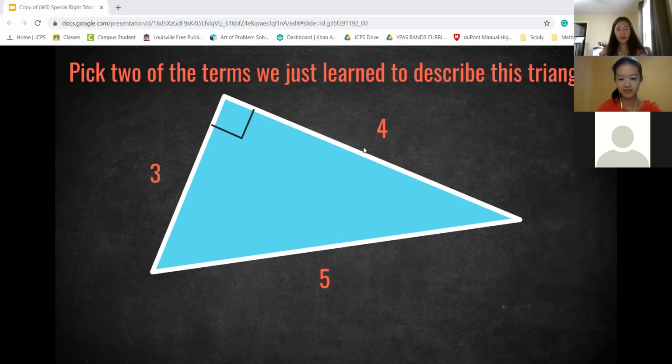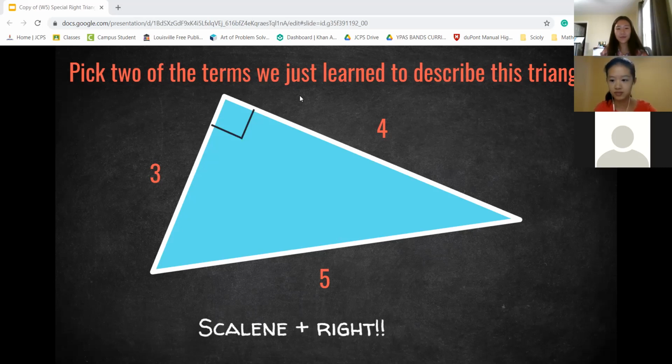Okay, so this is just a little bit of practice. Pick two of the terms that we just learned, the triangle classifications, and describe this triangle. Yeah, it's a scalene and right triangle. You guys are right.